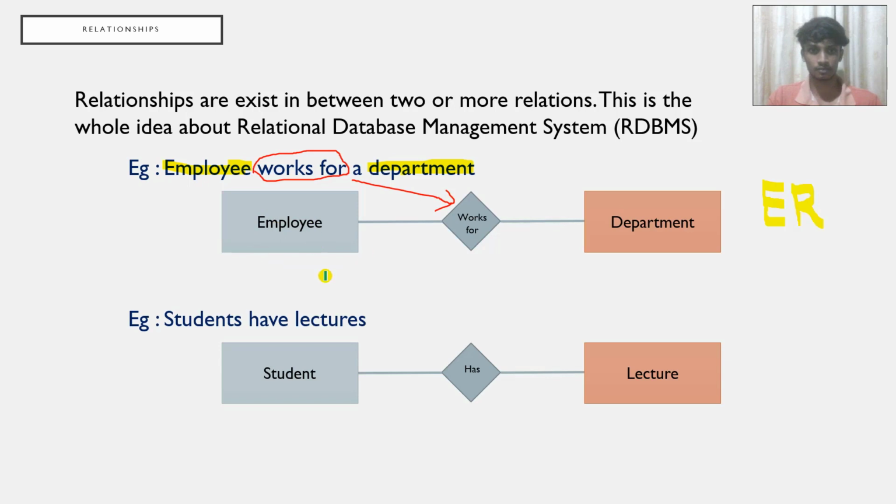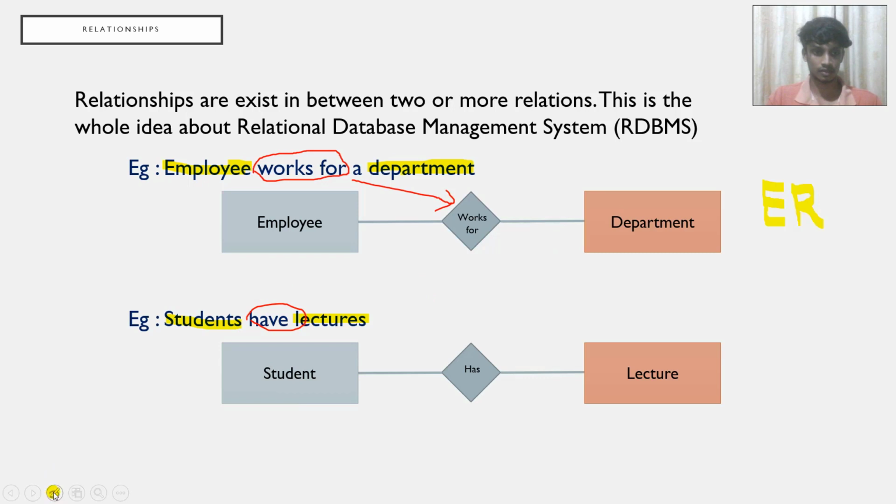I'll explain it after analyzing the second example. In the second example, students have lectures, which means student is an entity and lecture is another entity. Then have or has is the relevant relationship. So in here I can explain what I said before.